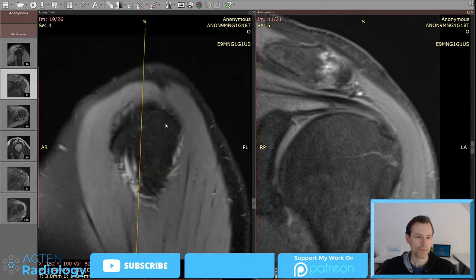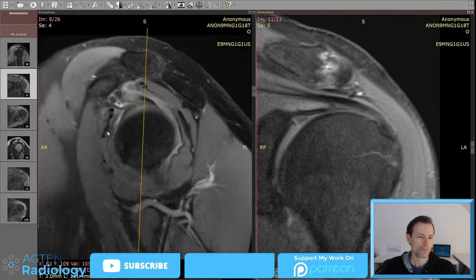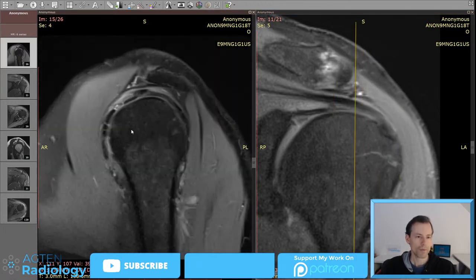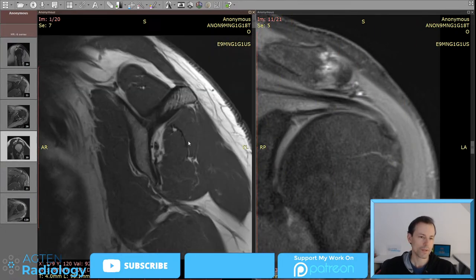Anyways, no tear, infraspinatus good, teres minor looking good, and even the subscapularis is looking good, and the superior portion, there's nothing going on here. So happy about that.